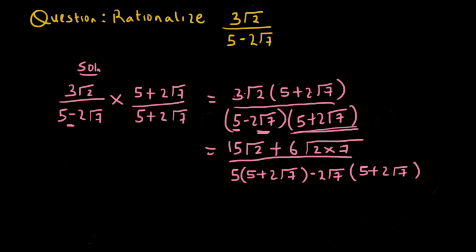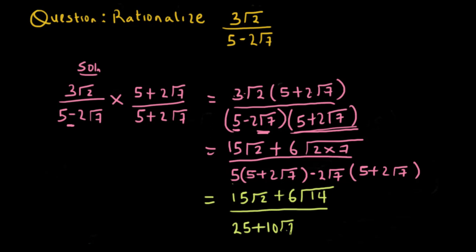Do you understand? Now let me change the color here so it doesn't look kind of monotonous. So we have equals to 15 root 2 plus 6, 2 times 7 is 14, so we have root 14 all over. Now we have 5 times 5. 5 times 5 is 25. Then we have 5 times plus 2 root 7. That will give us plus 10 root 7.